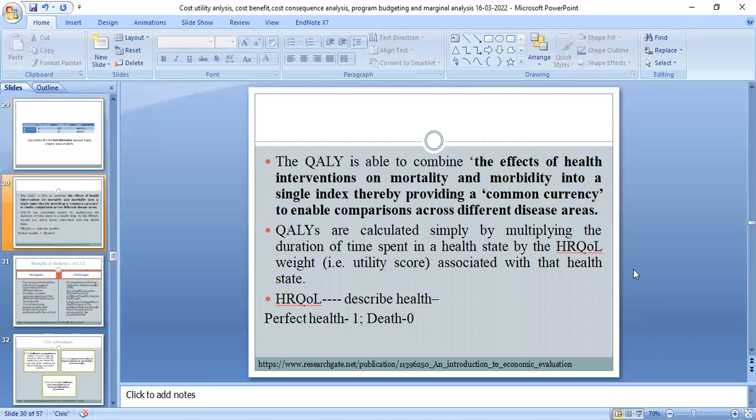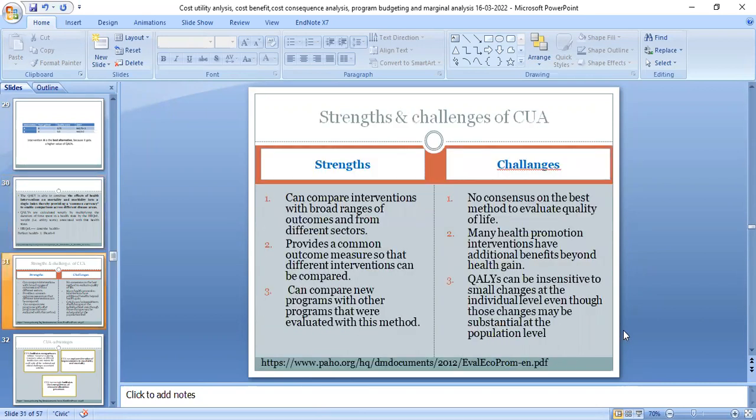The QALY is able to combine the effects of health interventions on mortality and morbidity into a single index, providing a common currency to enable comparison across different disease areas. QALYs are calculated simply by multiplying the duration of time spent in a health state by the health related quality of life weight, or utility score, associated with that health state. As already discussed, 1 indicates perfect health, while 0 indicates death.